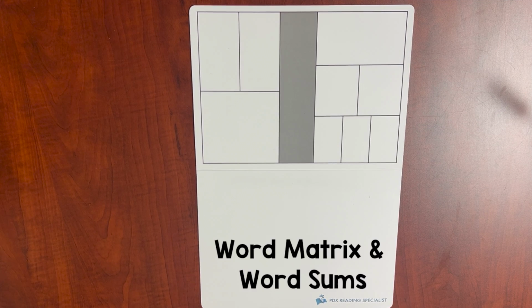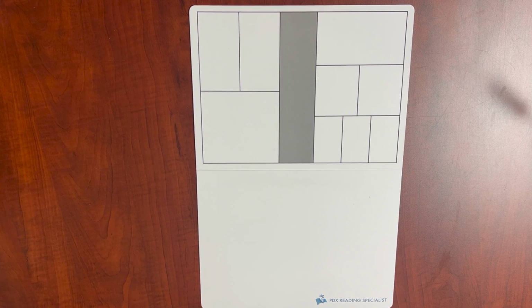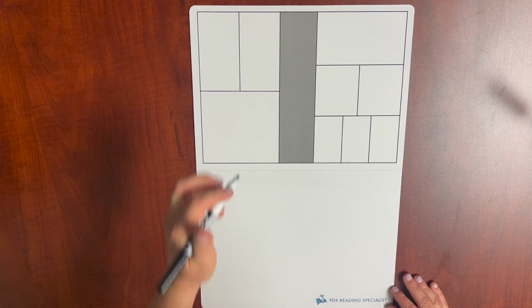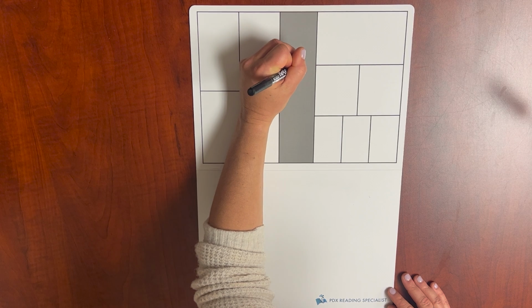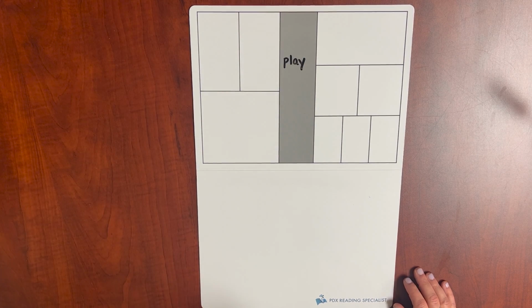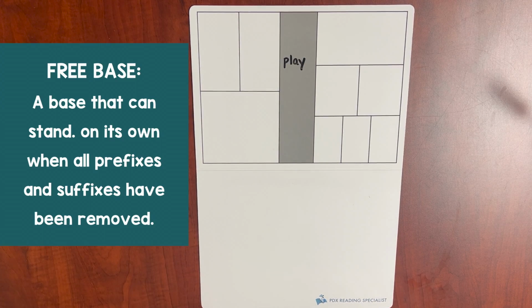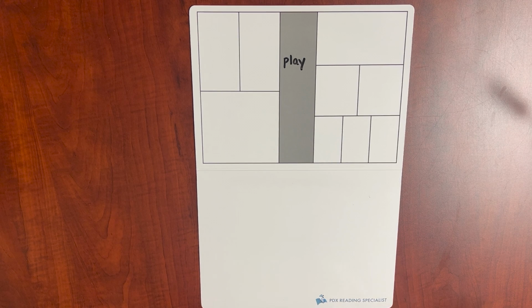Using a word matrix and word sums to help students understand the power of using morphology for both decoding and encoding. I'm going to use the base word play for this demonstration. Now, play is what we call a free base. A free base means that we don't need to add anything else to this word play. It is a word on its own.